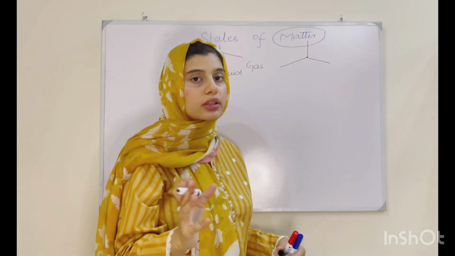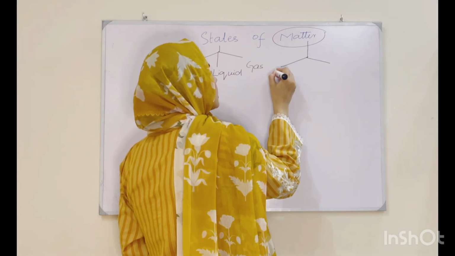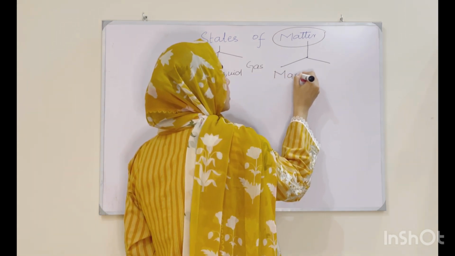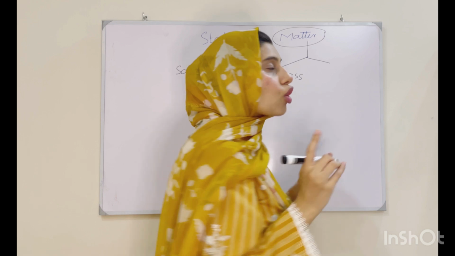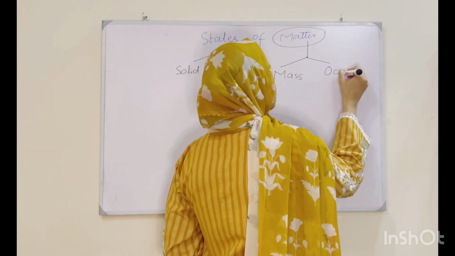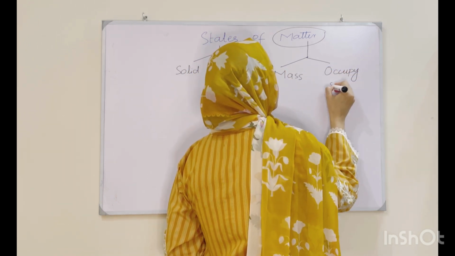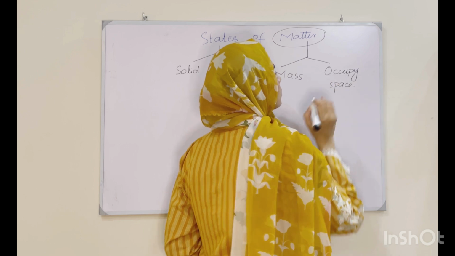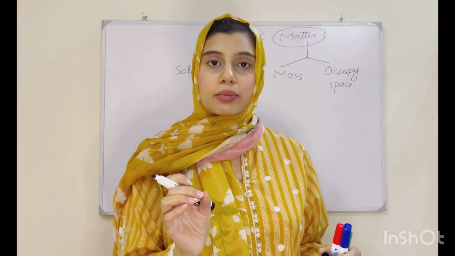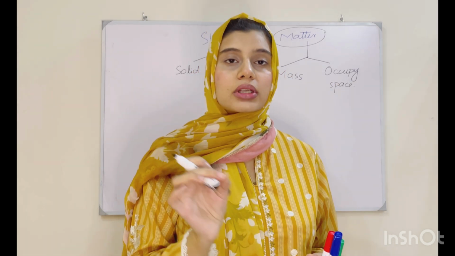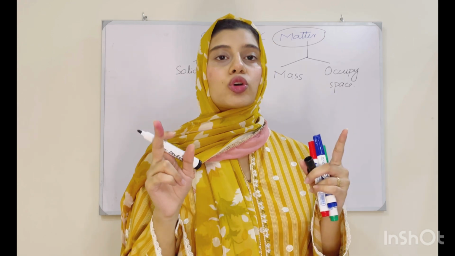Matter has 2 important things which make anything a matter. And those 2 important things are, it must have some mass and it must occupy some space. What are the 2 points? It must have some mass and it must have some space to occupy.